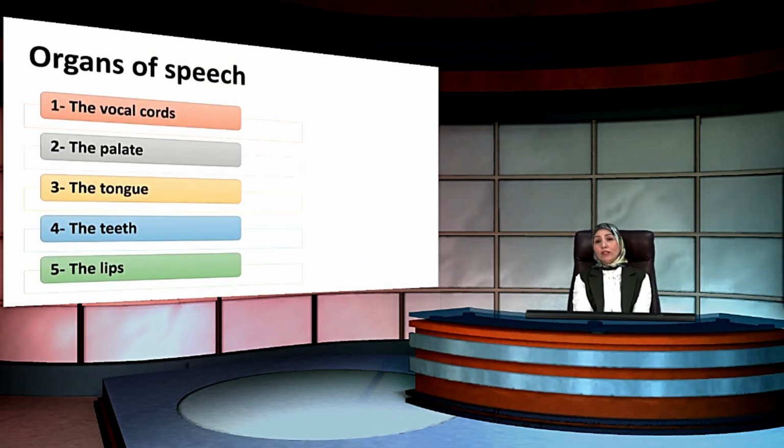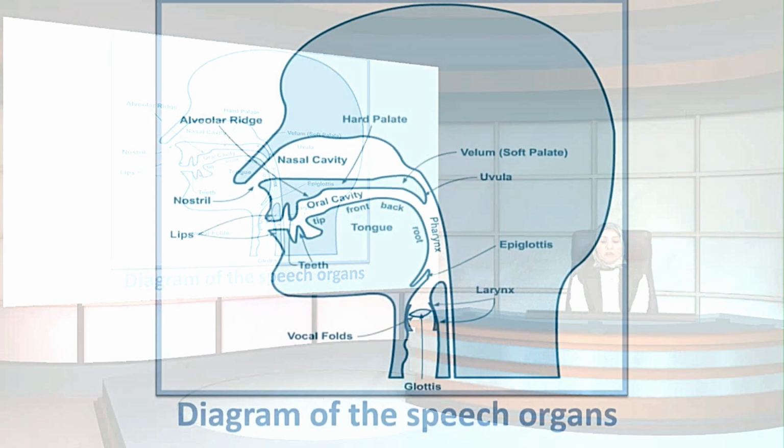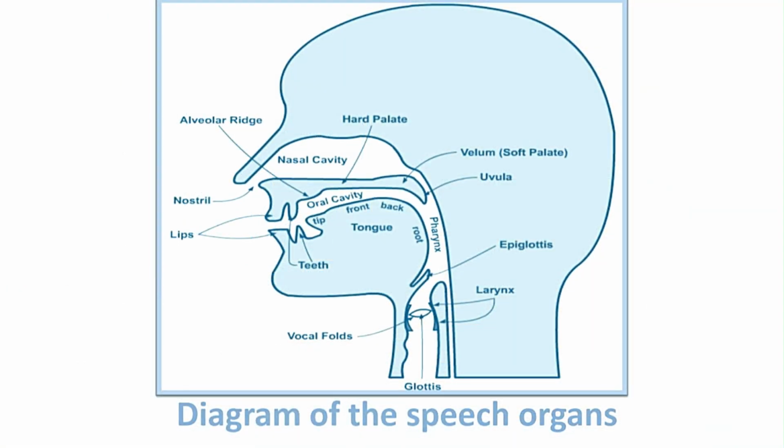So, what are these organs? We have 5 major organs: the vocal cords, the palate, the tongue, the teeth, and the lips. And now we will start with the first one, the vocal cords. This diagram shows us the location of each organ.